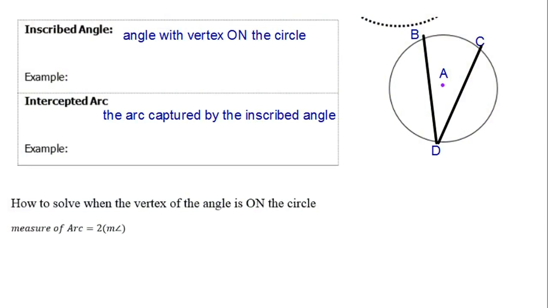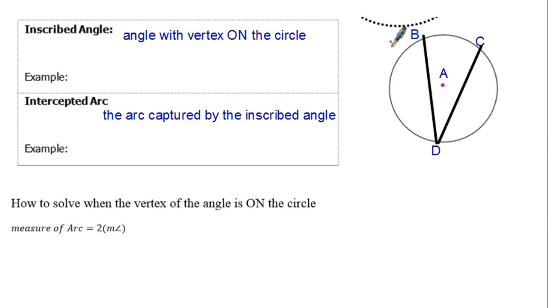Section 3. Today we're talking about inscribed angles. Last section we talked about central angles, and we had said that a central angle is an angle whose vertex is at the center of a circle. An inscribed angle is when you have an angle with a vertex on the circle. So anywhere along the outside of the circle, if there's an angle that's created, it's called inscribed.